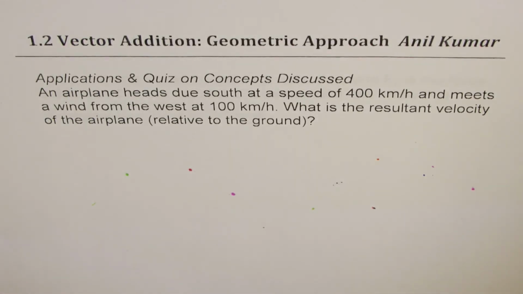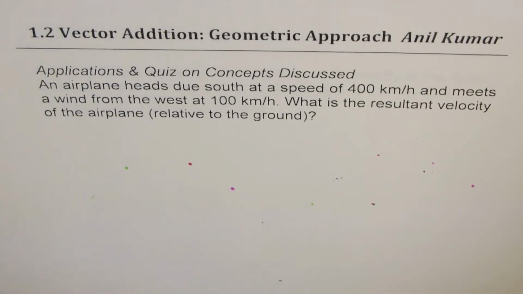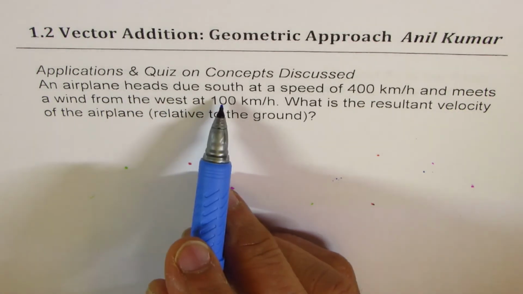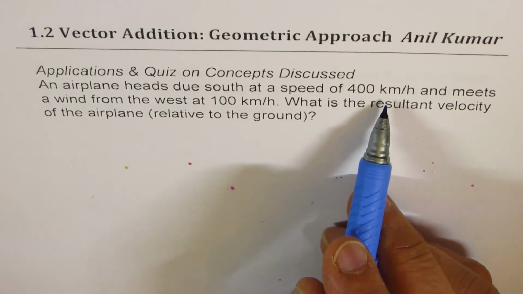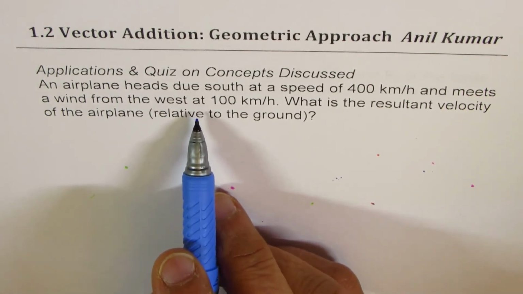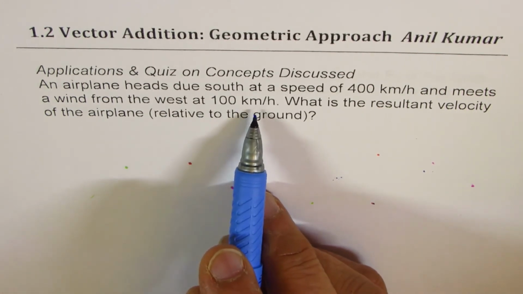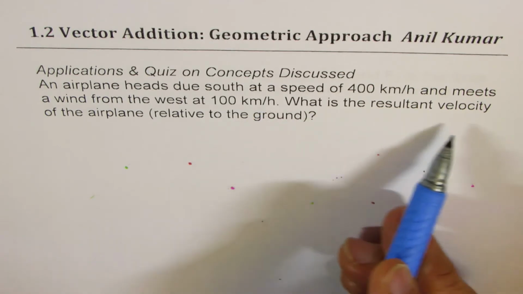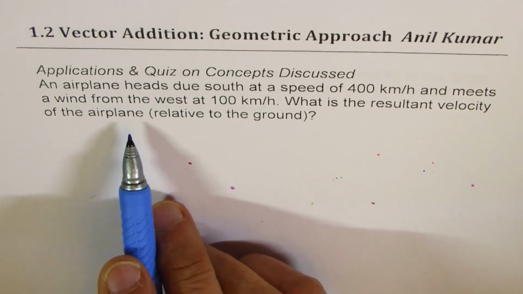Now we have application questions based on our learning. The question here is, an airplane heads due south at a speed of 400 kilometers per hour and meets a wind from west at 100 kilometers per hour. What is the resultant velocity of the airplane?